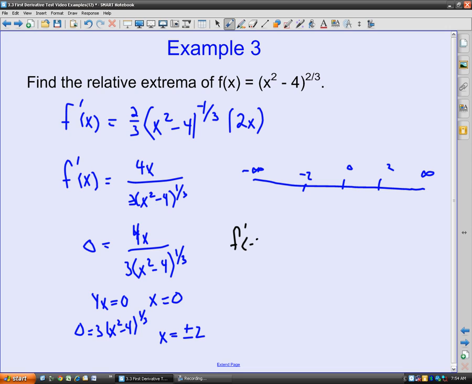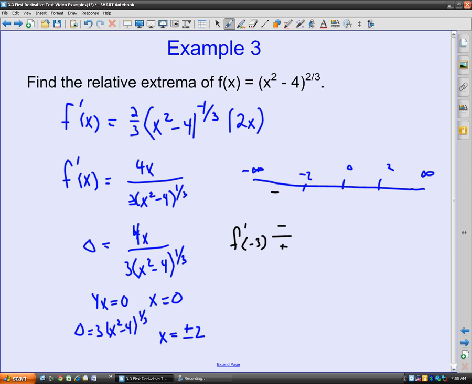The top becomes negative when I plug in negative 3. And on the bottom, when I square negative 3, I get 9. 9 minus 4 is 5. That's going to be positive. So that means that this is a negative, which means we're decreasing over here.